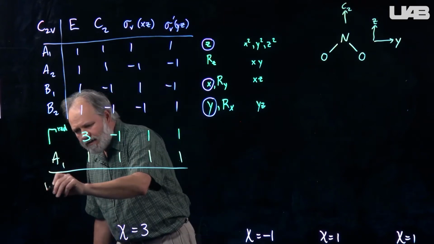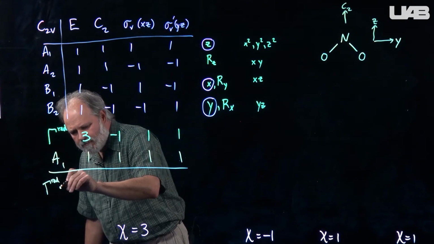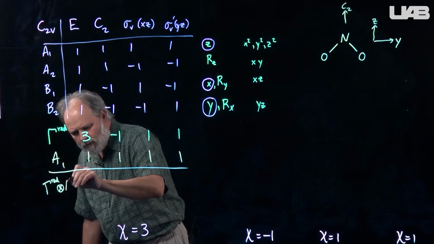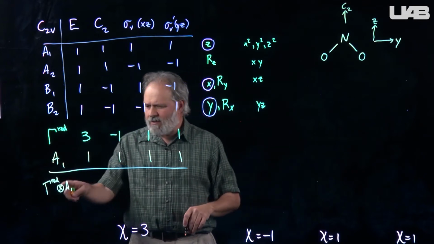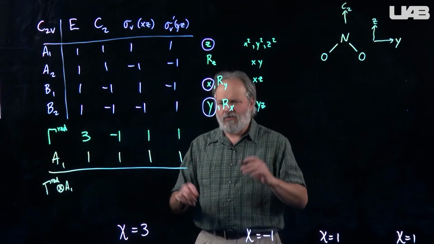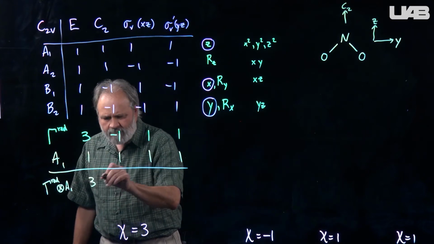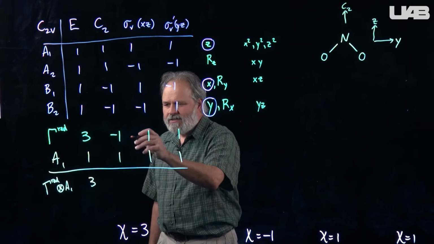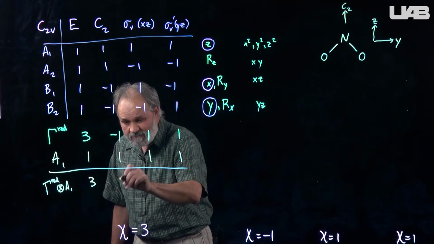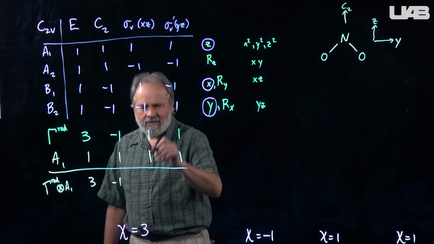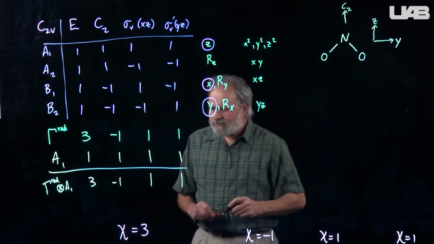So this is going to be gamma reducible times A1. We're going to use a special circle symbol X for multiplication. It's not really the normal multiplication you can do. So 3 times 1 is 3. Then -1 times 1 is -1. 1 times 1, and 1 times 1.